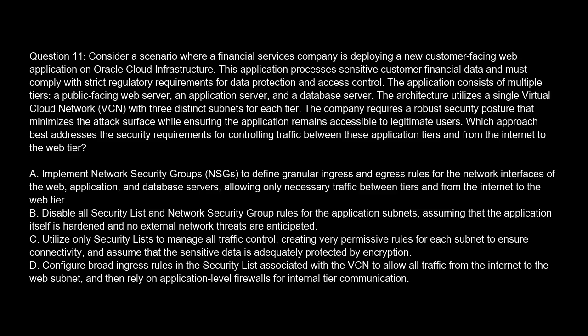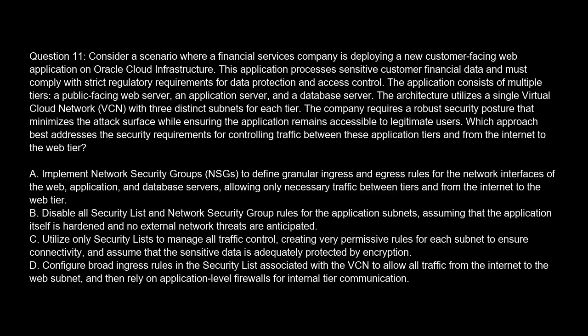Which approach best addresses the security requirements for controlling traffic between these application tiers and from the internet to the web tier? Option A. Implement network security groups, NSG, to define granular ingress and egress rules for the network interfaces of the web, application, and database servers, allowing only necessary traffic between tiers and from the internet to the web tier. Option B. Disable all security list and network security group rules for the application subnets, assuming that the application itself is hardened and no external network threats are anticipated.